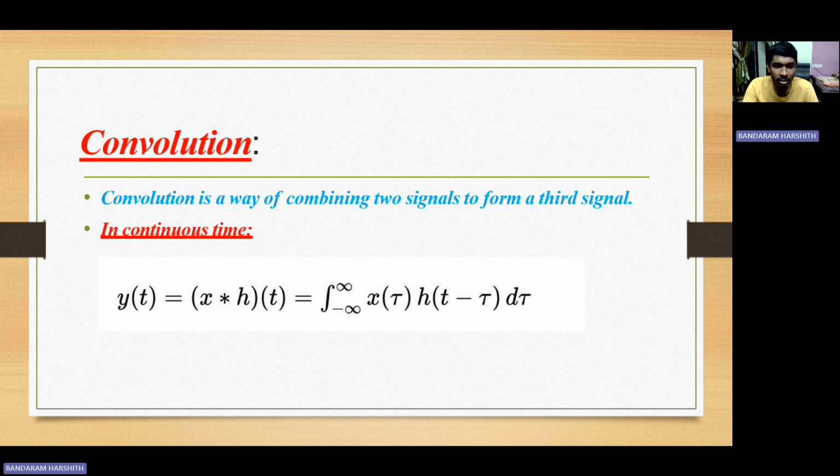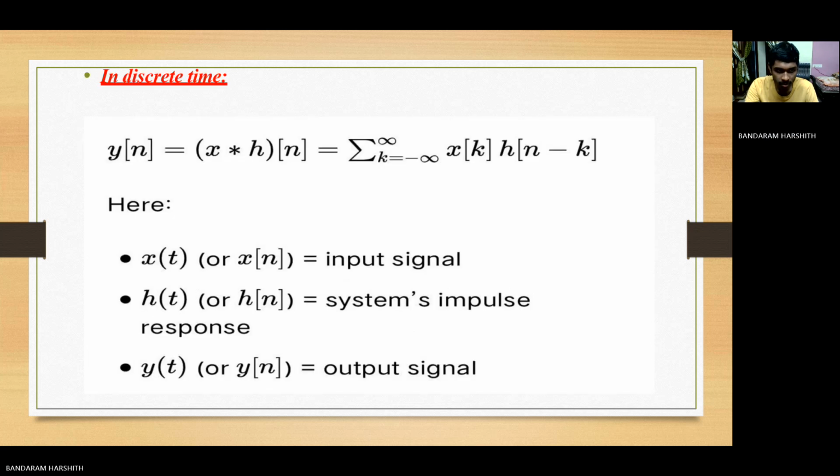So we have discussed how it is going to work in continuous time. Now we are going to discuss how it is going to work in discrete time. Here's the discrete time format. y of n is equal to x convolution h of n. For discrete, we are going to use square brackets and the summation. Here's how we can do it.